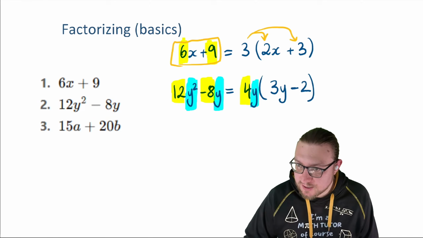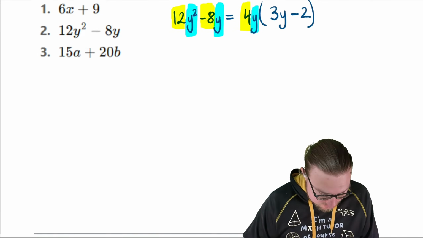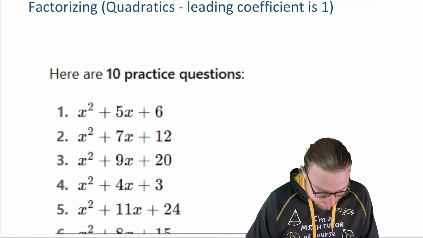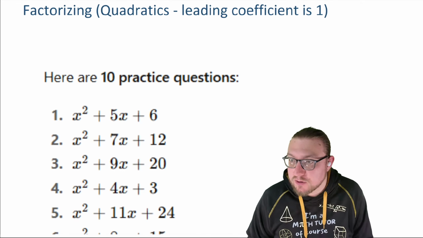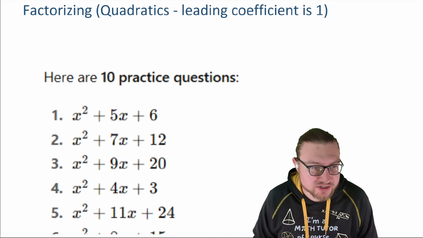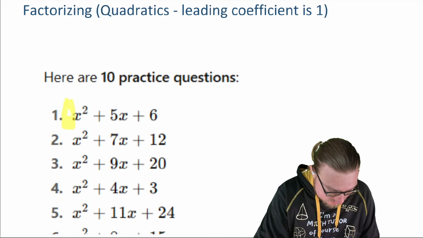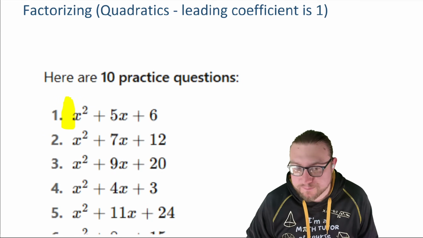All right, I think these ones are still pretty easy. Let's go to the quadratics. And there's a couple of different types. Here we have some where the leading coefficient is 1. That means the number in front of the x squared here is equal to 1.